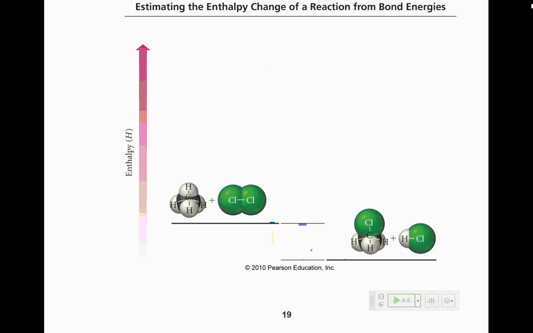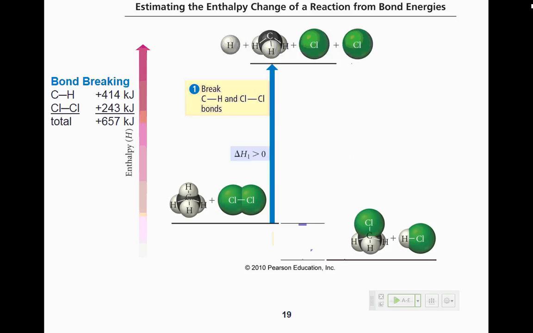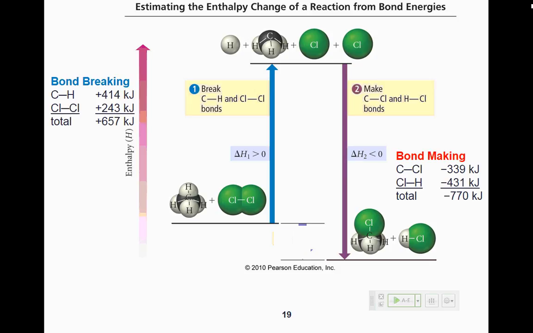What this is representing is it took 657 kilojoules of energy to break those bonds to form these high energy structures, we call that our intermediates. And then to form the bonds for the product, it took negative 770. So my delta H is the difference here. And that is, of course, that negative 113. And as you can see, your products are lower in energy.